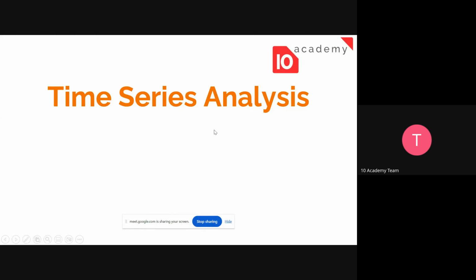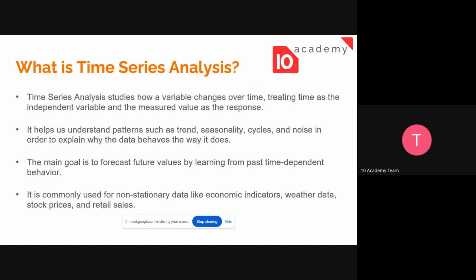Today's session is going to be about time series analysis. So what is time series analysis? Time series analysis studies how a variable changes over time, treating time as the independent variable and the measured value as the response. It helps us understand patterns such as trend, seasonality, cycles, and noise in order to explain why the data behaves the way it does.